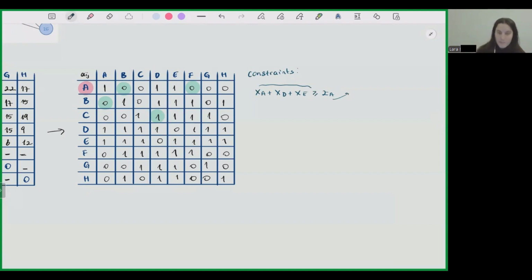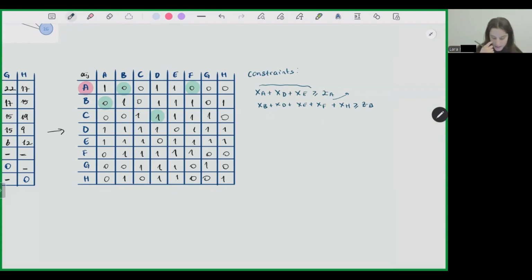So for B, to be able to cover node B, either node B itself should be opened, or node D, or E, or F, or H. So XB plus XD plus XE plus XF plus XH, one of these should be opened so that ZB can also be 1. This means if this is 0, ZB can never be 1. It always has to be 0, so it can't be covered.